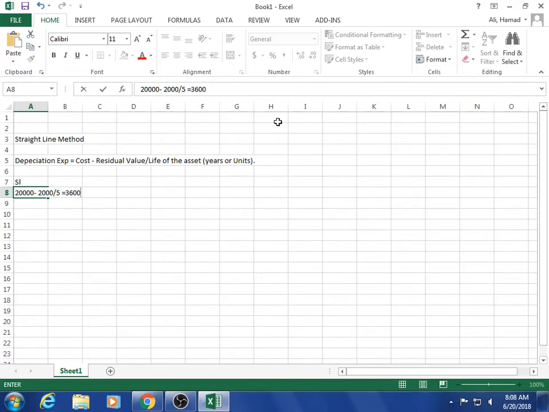Now, if you take year 1, for example, at the end of year 1, 3,600 has been depreciated. So what is the book value of the truck at the end of year 1? Or the carrying value. You're going to do 20,000 minus 3,600. 16,400. Yes, sir. All right, so this is year 1, first year.